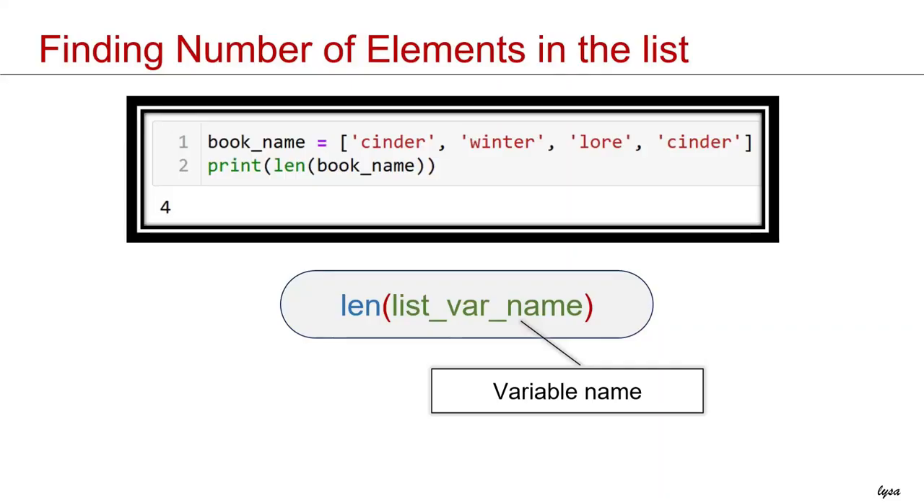This is shown using the example. Book name is the name of the list. To find the number of elements in the list, we pass the name of the list, which is book name, to len. And since it returns the number of elements, we print it onto the screen using the print function.